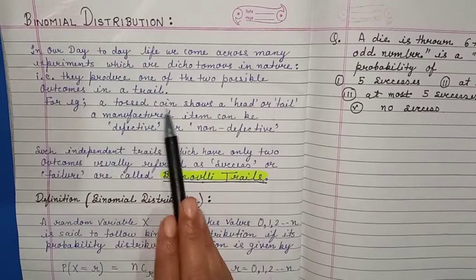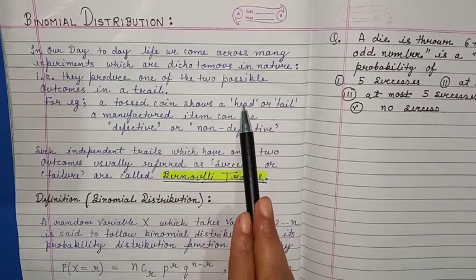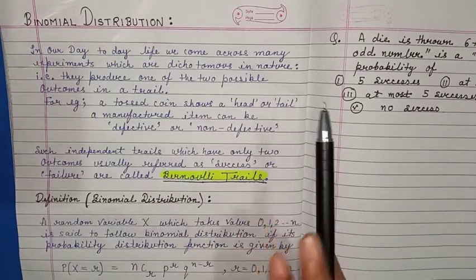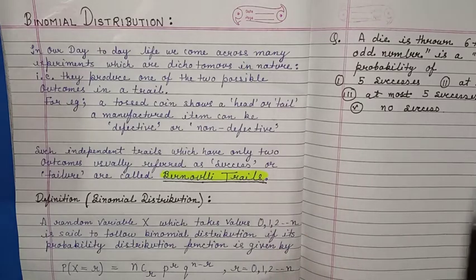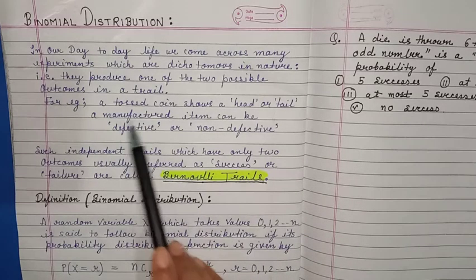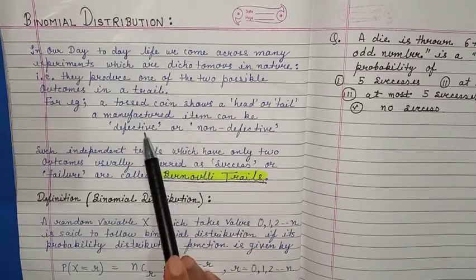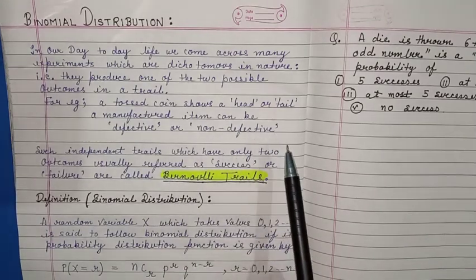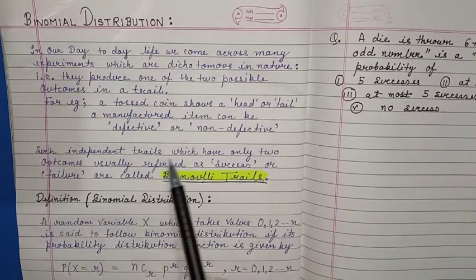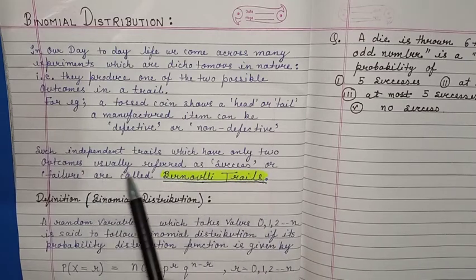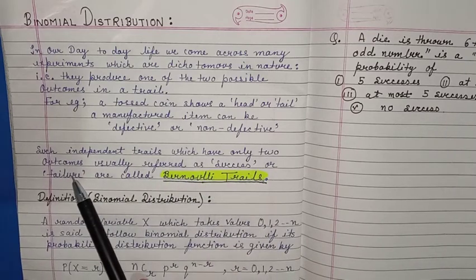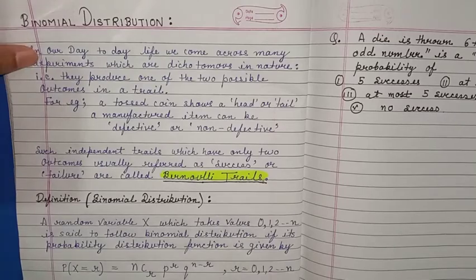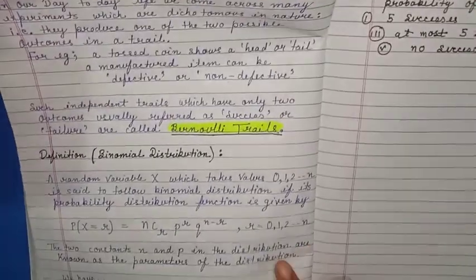Like if you toss a coin, you will either get head or tail. You will not get half head and half tail. A manufactured item can be defective or non-defective, so only two conditions are there. Such independent trials which have only two outcomes, usually referred to as success or failure, are known as Bernoulli's trials.